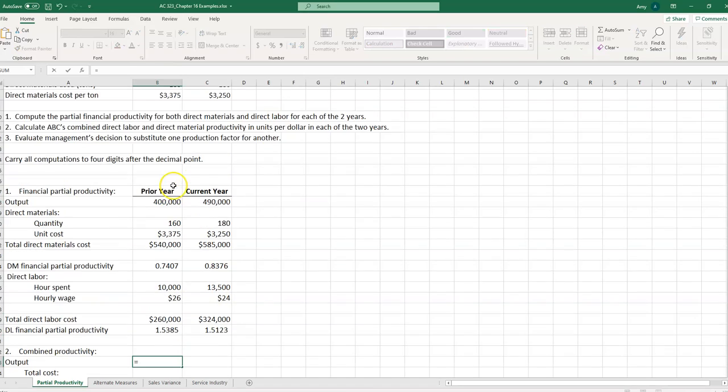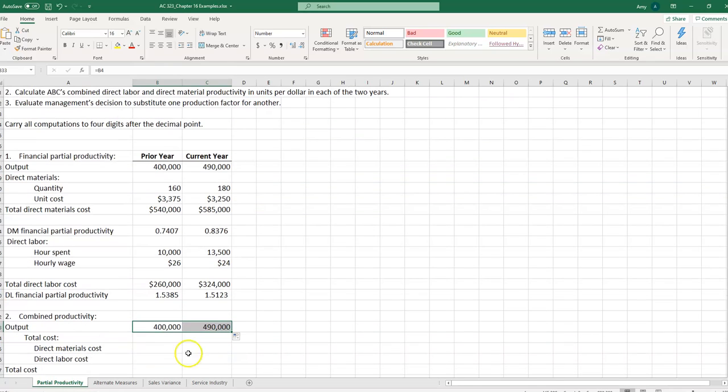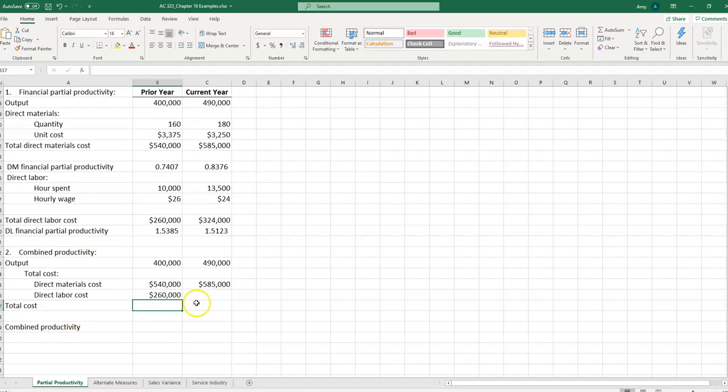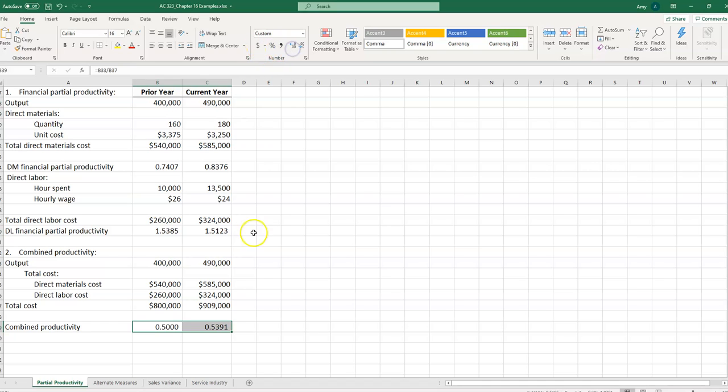So our output is still that 400,000 units from one year and 490,000 units from the other. Our total inputs are the direct materials cost and the direct labor cost. So our combined productivity, 400,000 outputs divided by 800,000 in inputs. And we can see our productivity measures.